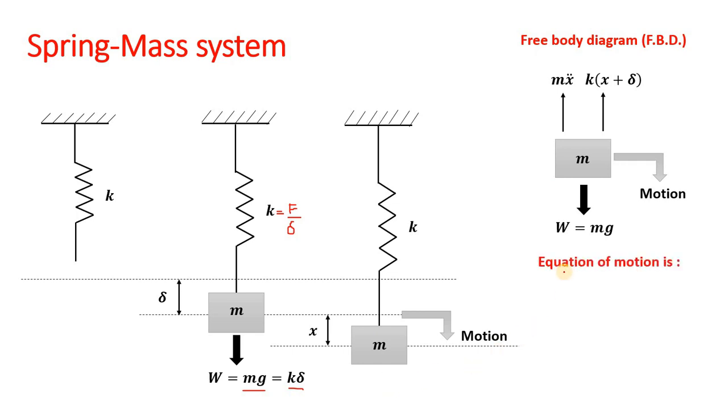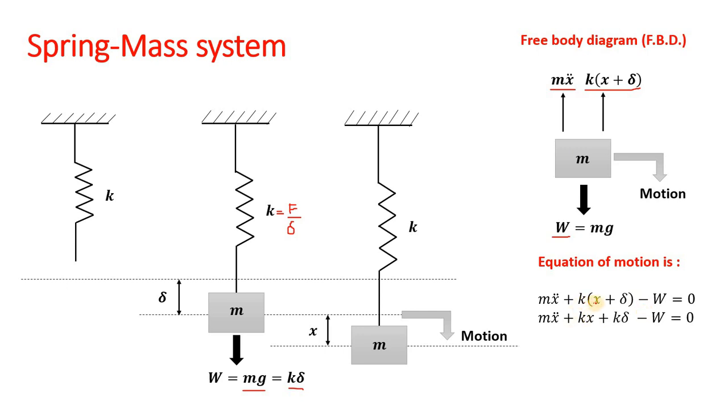So applying the equation of motion over here, that is Newton's law, we can apply over here. We can also apply D'Alembert's principle over here. So m x double dot is the inertia force, then K into bracket x plus delta is the spring force, and weight is acting in the opposite direction. So the forces which are acting in the direction of the inertia force are considered as positive, whereas the weight which is acting in the opposite direction is considered as negative.